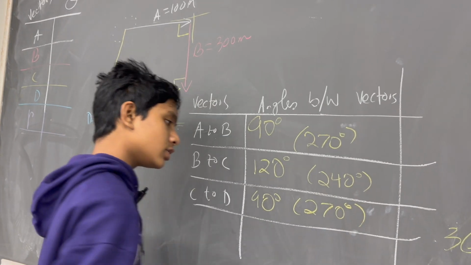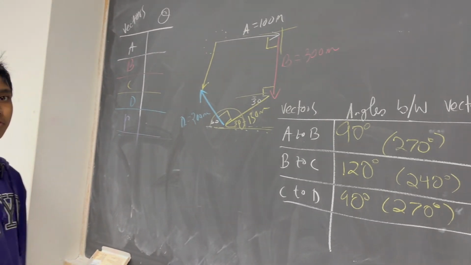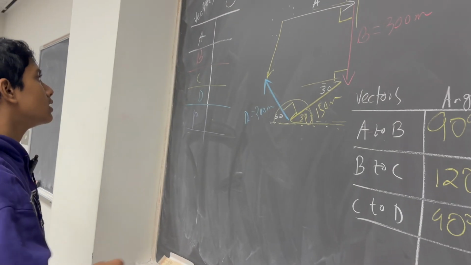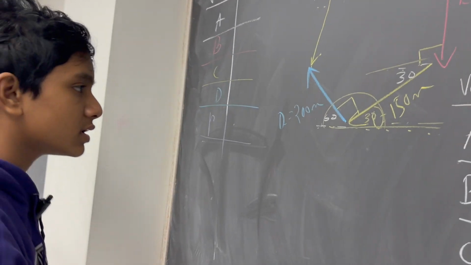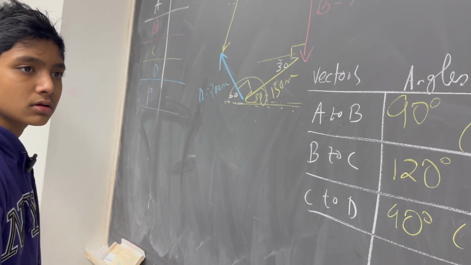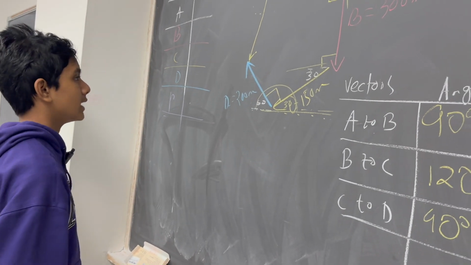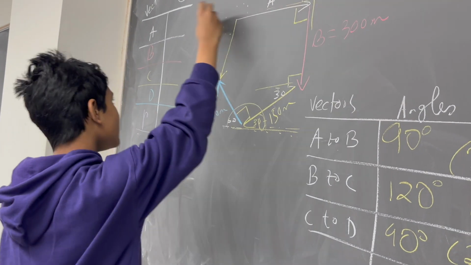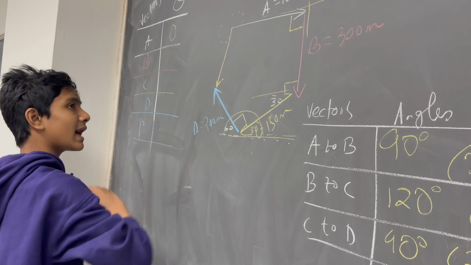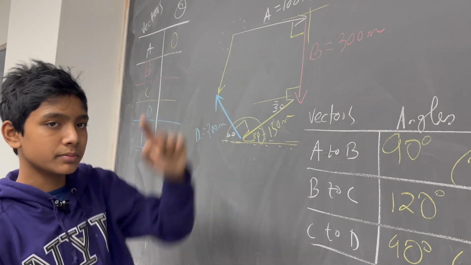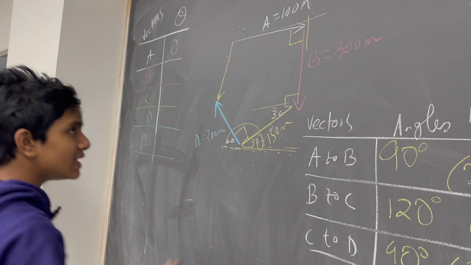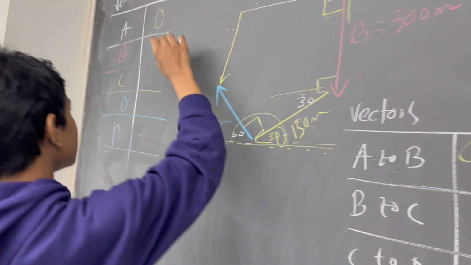But, of course, the total resultant isn't just the sum of these. That's impossible. So how can we find the resultant? First find the angle of A, and then B, and then C, and then D. A is just 0 with respect to the x-axis. It's parallel to the positive x-axis. B is 270, as you can see.